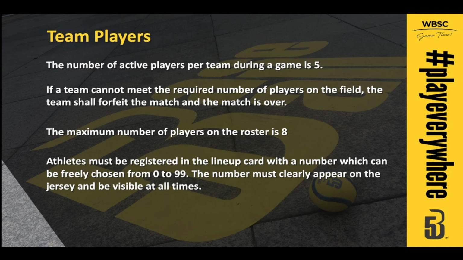The number of active players per team during a game is 5 at all times. If a team cannot meet the required number of players on the field, for injuries or ejection or really whatever reason, the team must forfeit and the game or match is over.